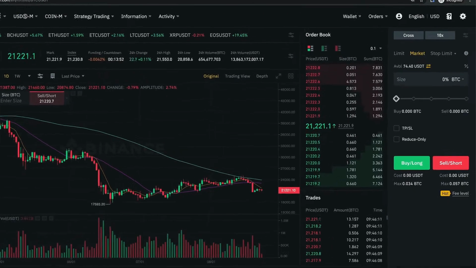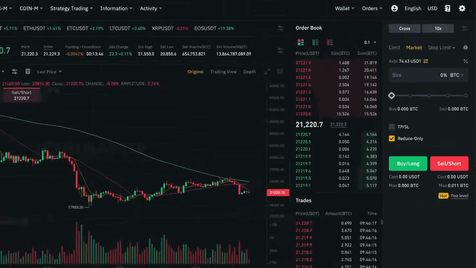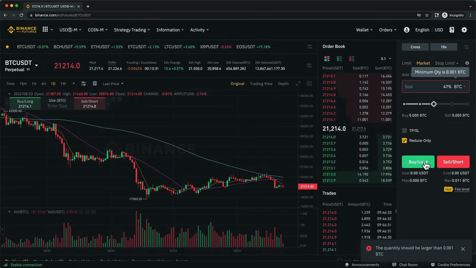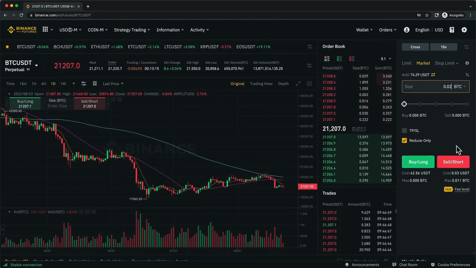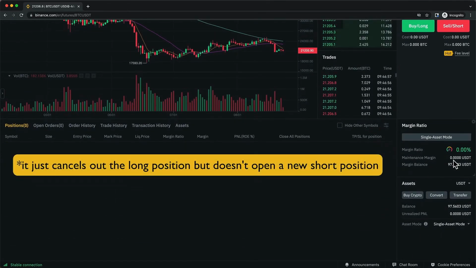By now, you've probably also noticed the Reduce Only option right here. Whenever we activate Reduce Only, the system will only allow us to reduce our current position. So for example, let's say we have an open long position for Bitcoin. Now, when Reduce Only is ticked, the system will not allow us to increase our long position because as the name says, it's Reduce Only. We also cannot put in a sell order of a larger amount than our current long position, because that would mean that our long position would not only be cancelled out, but it would also change into a short position, which isn't allowed with Reduce Only activated.